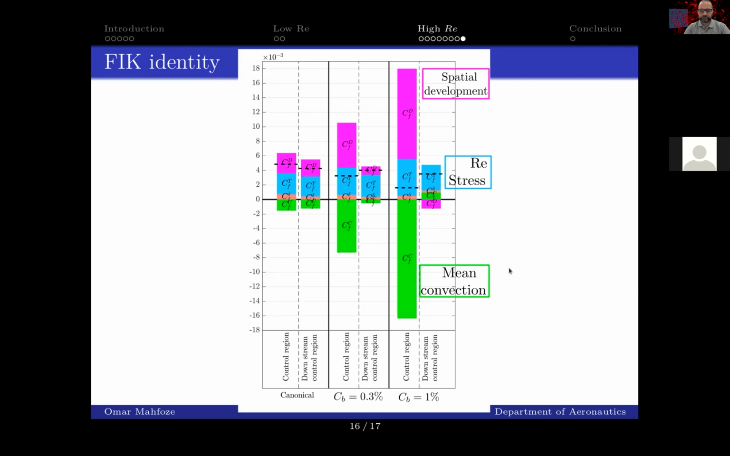Totally the opposite mechanism appears downstream. Downstream, the mean convection contribution increases, and it can even shift sign if we are a bit aggressive with blowing. And the spatial development has to drop to achieve drag reduction. So downstream, the drag reduction mechanism is the spatial development. So there are totally different and opposite drag reduction mechanisms upstream and downstream.